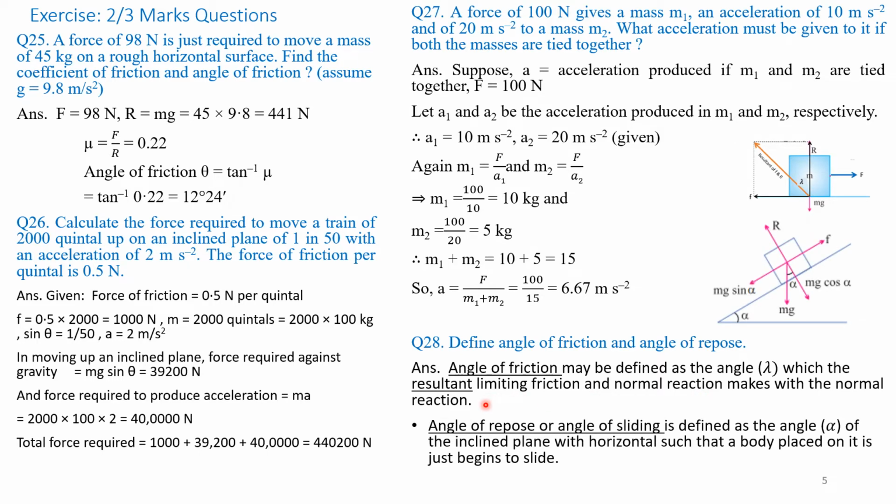The angle of repose or angle of sliding is defined as the angle alpha shown in the figure 2 below, alpha of the inclined plane. So angle of sliding is applied to inclined plane only. The angle of repose or angle of sliding is defined as the angle alpha of the inclined plane with horizontal, such that a body placed on it just begins to slide.